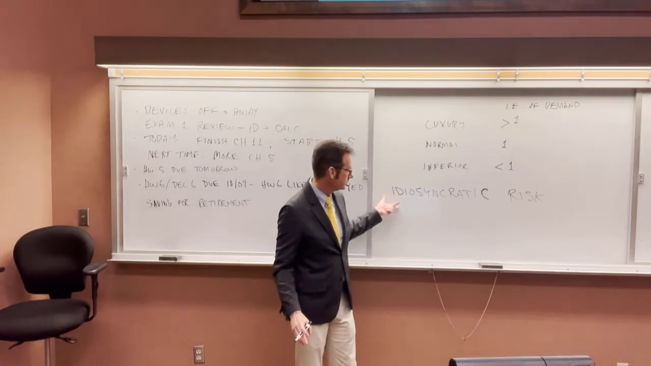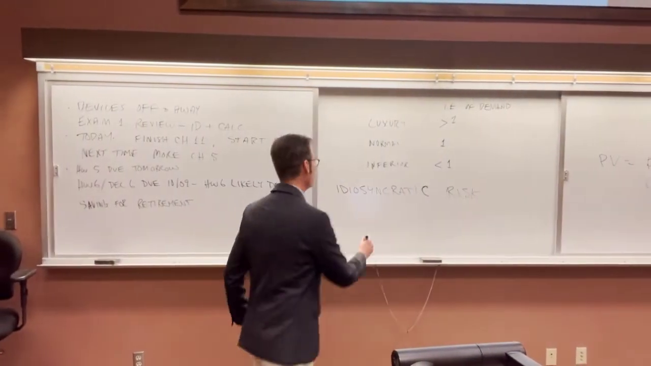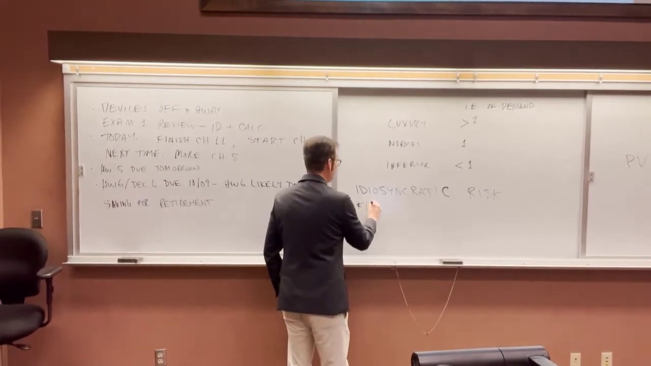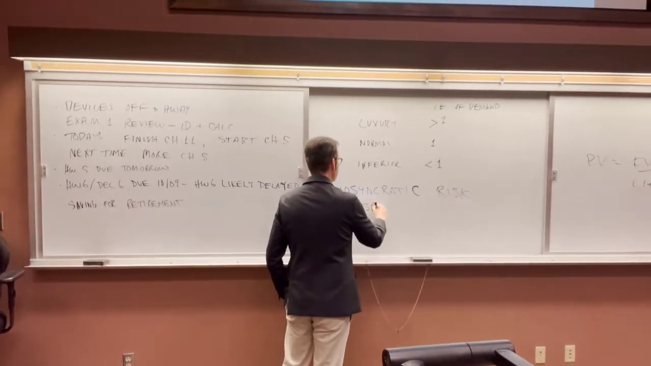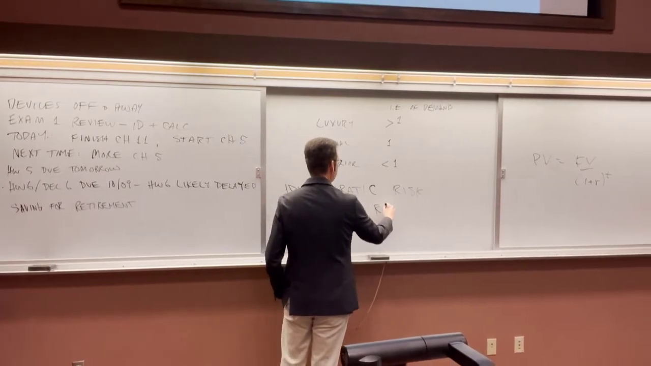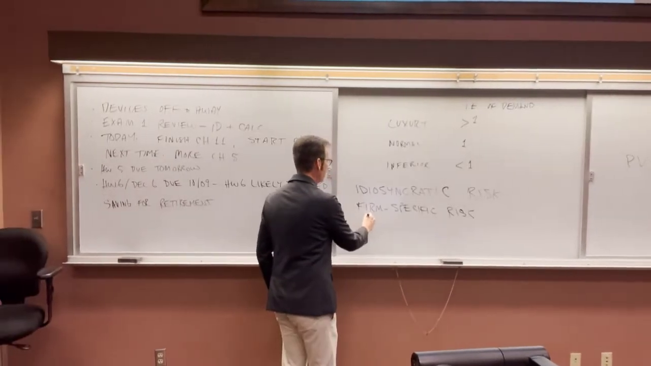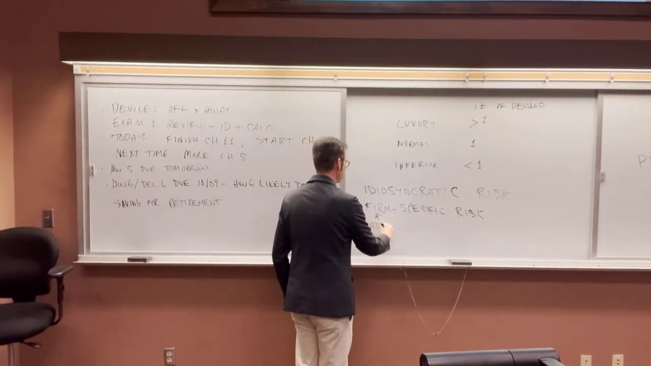Okay. Idiosyncratic risk is the same thing as unsystematic risk. We may also hear it called firm-specific risk. Firm-specific risk would be another name for this. And you may also hear it called asset-specific risk.